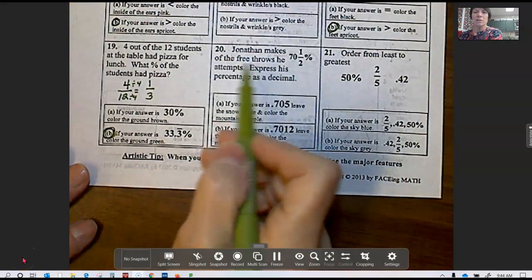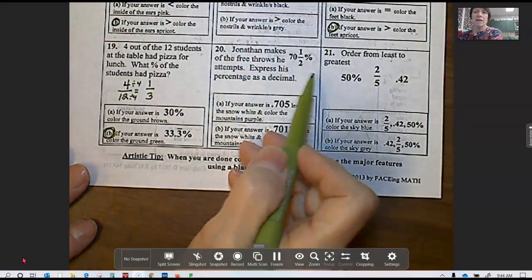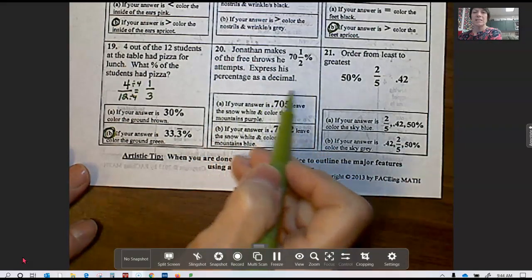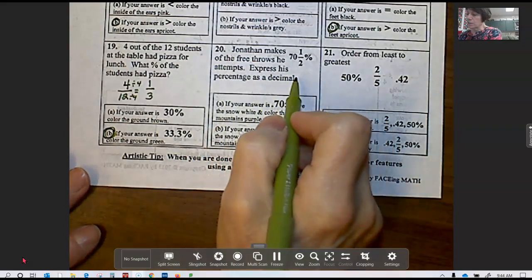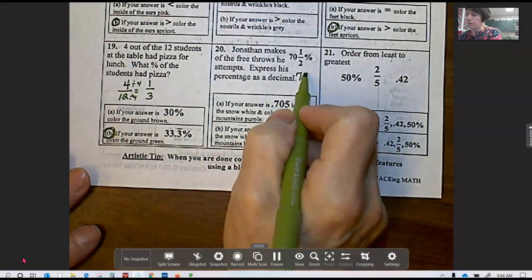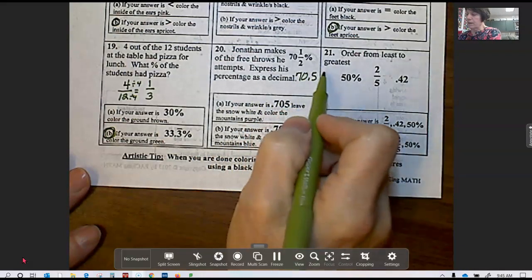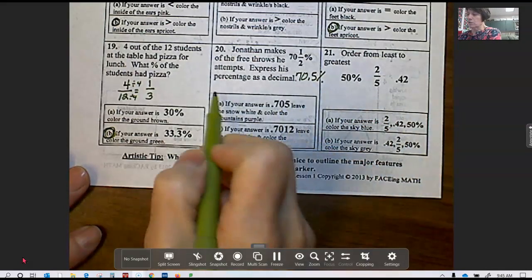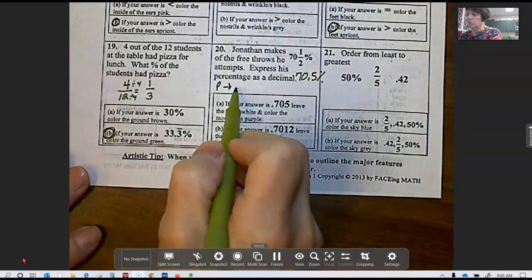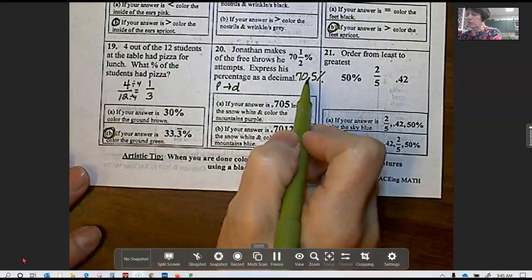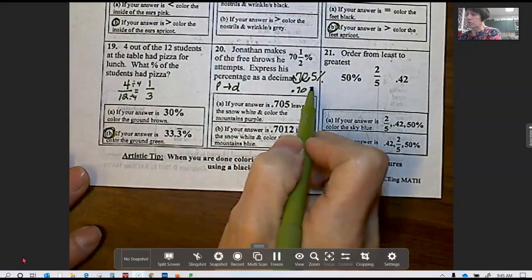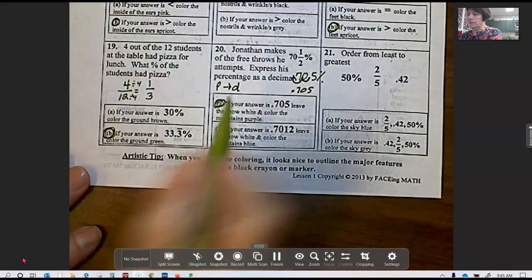Number 20 says Jonathan makes 70.5% of the free throws that he attempts. Express his percentage as a decimal. Well, the first thing I'm going to do is make this 70.5, and then I know that to change from a percent to a decimal, I'm going to move 2 places to the left, and so this would become 0.705. So that's our first answer there.